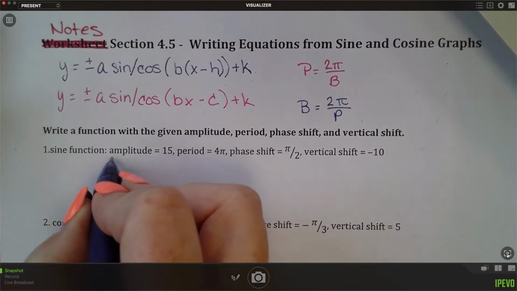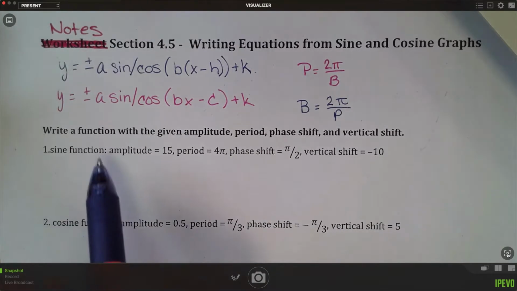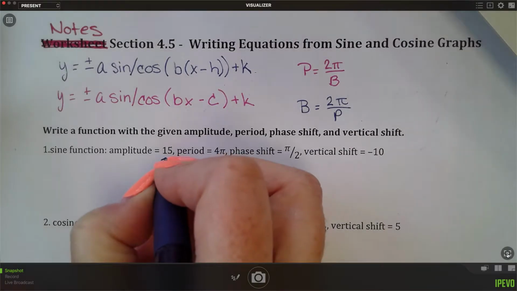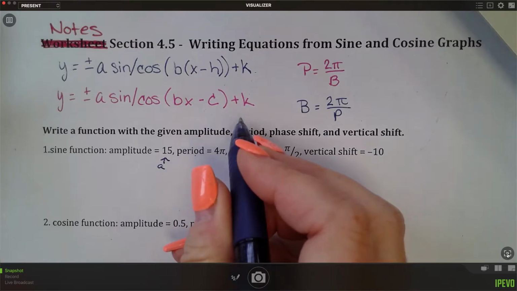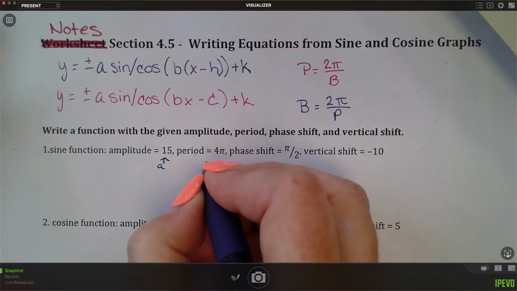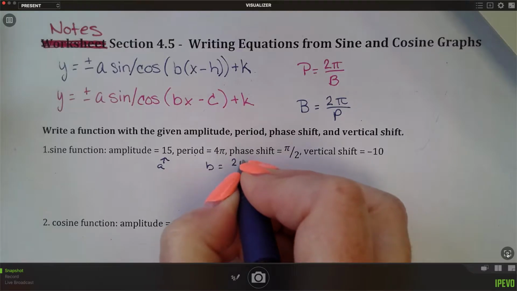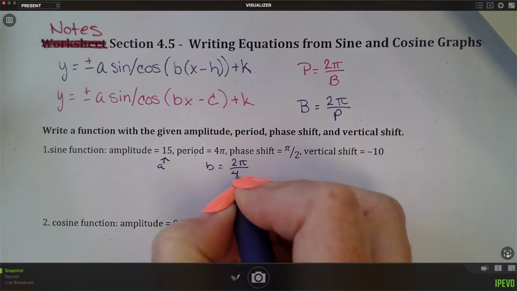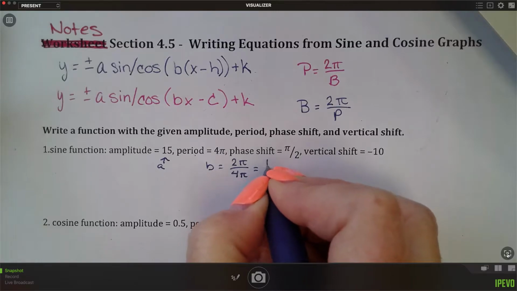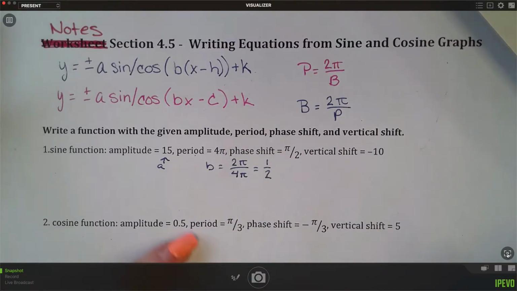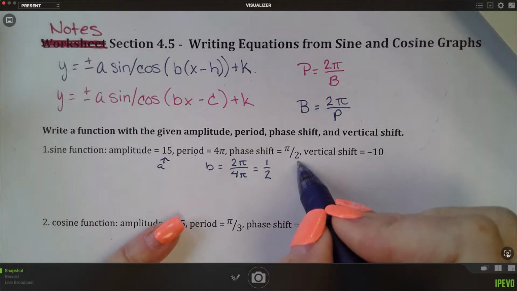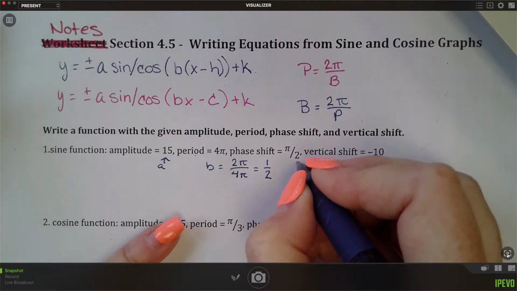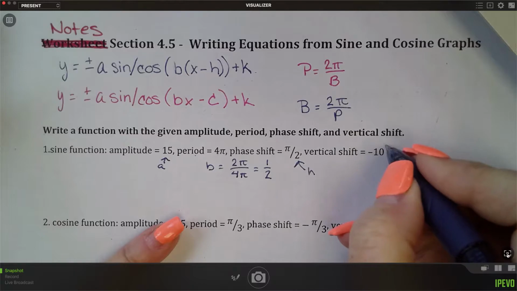Okay, so amp is 15. So what variable is that? A. So that's A. Period. I don't put the period in my equation, but I have to find my what? B. So B equals 2 pi over 4 pi. So it will be 1/2. Okay. Phase shift, what variable is that? H. So this is H. And that's K.